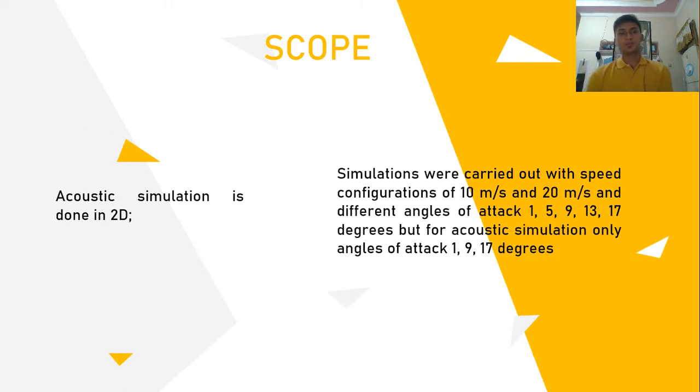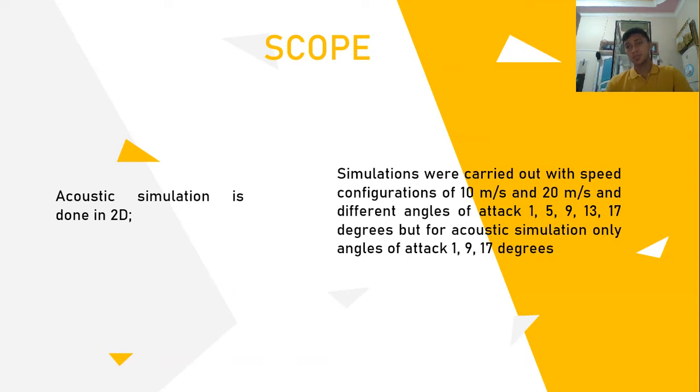For the scope, I do the simulation with two-dimensional analysis, carried out with inlet speed configurations of 10 meters per second and 20 meters per second, and different angles of attack of 1, 5, 9, 13, and 17 degrees to know the results of CL and CD.